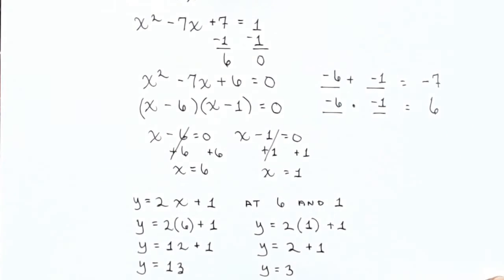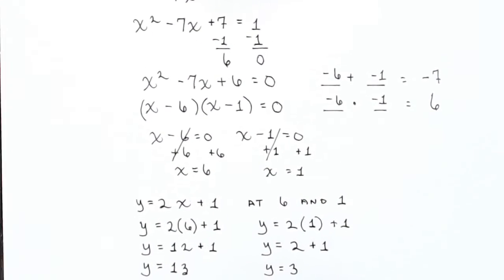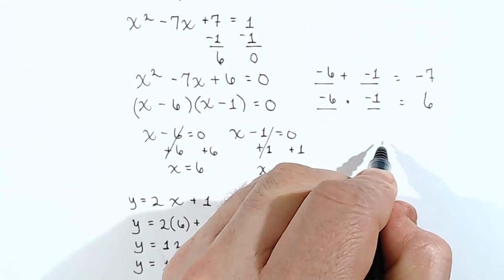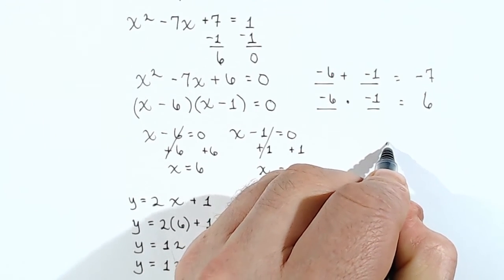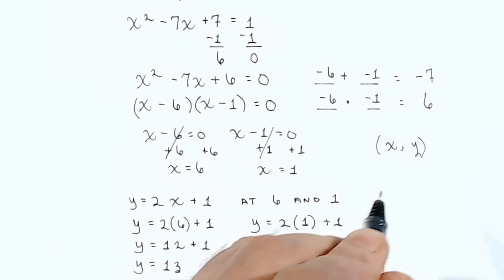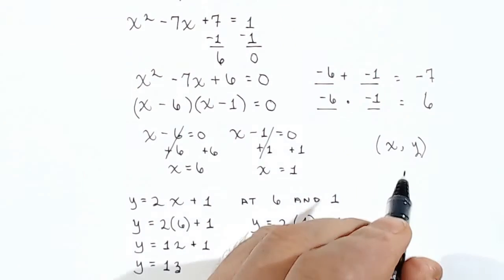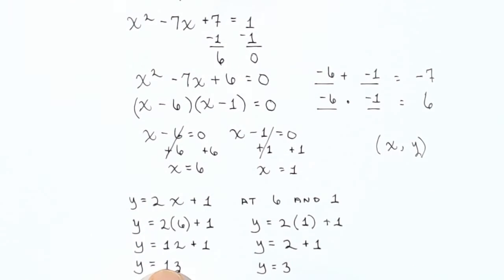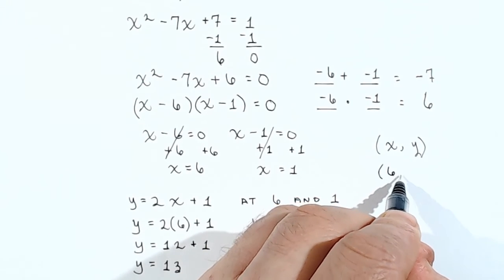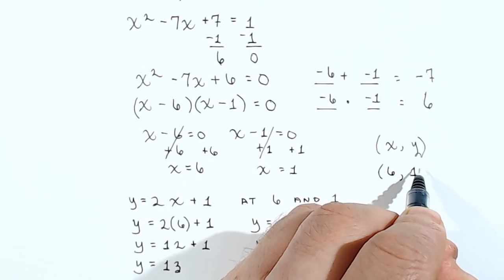So this is really important. You have to pair the y value that you get with the correct x value. So this 13 that we got goes with the 6. And we list our solutions like this: x, comma, y in parentheses. So our first solution is 6, comma, 13. In other words, when x is 6, y is 13.